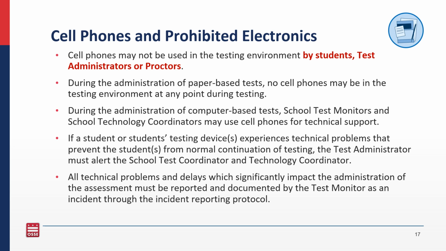If a student's testing device experiences technical problems that prevent the student from normal continuation of testing, the test administrator must alert the school technology coordinator and the school test coordinator. All technical problems and delays which significantly impact the administration of the assessment must be reported and documented by the test monitor as an incident through the incident reporting portal.